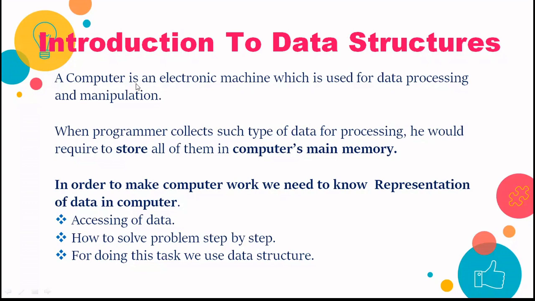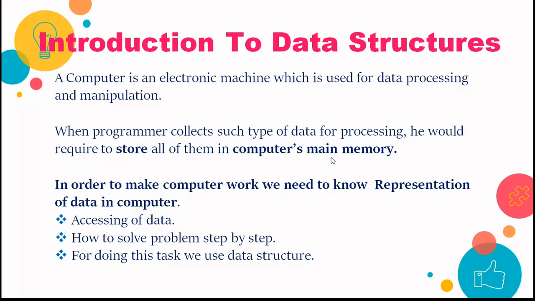So what is a computer? A computer is an electronic machine which is used for data processing and manipulation. So you are given some set of data on which you have to process and manipulate the results. For that, you have to store your particular data on which you want to work in some memory. And when a programmer collects such types of data for processing, he would require to store all of them in the computer's main memory. So when you have to work on some program, that program has to be available in the main memory. And there comes the need of the storage, right?